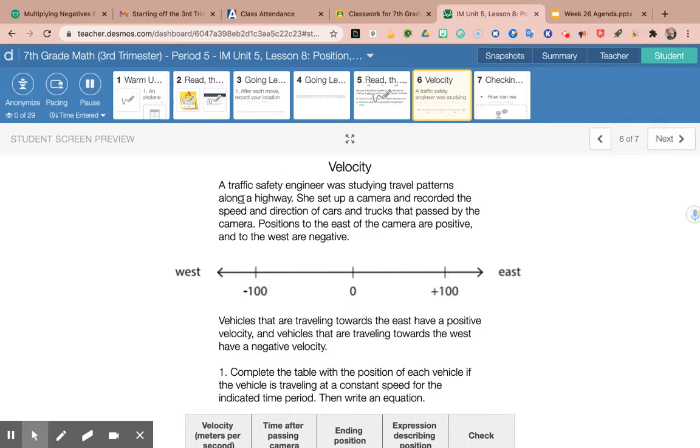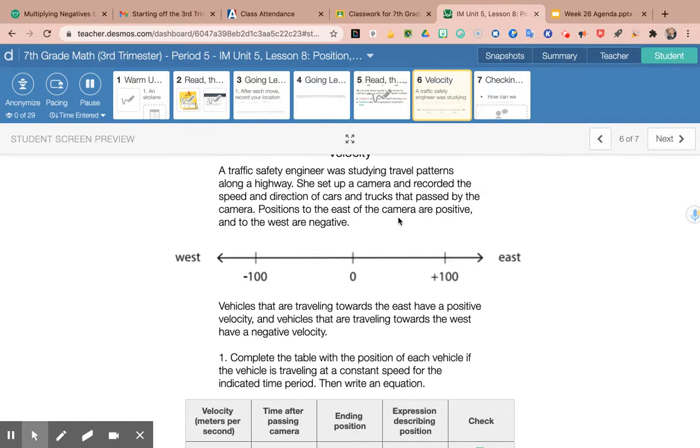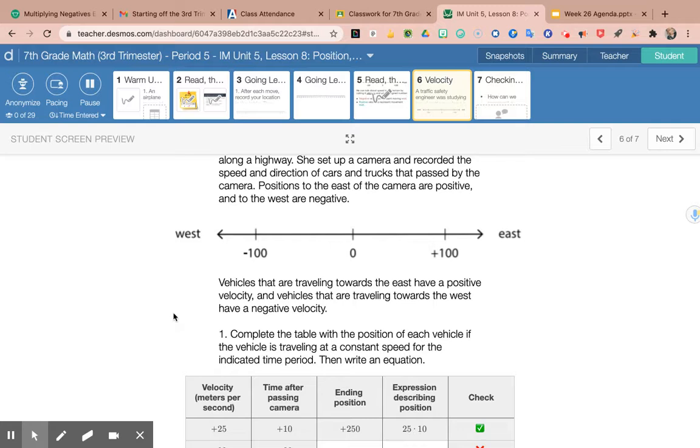Okay, so for number 6, it says velocity. A traffic safety engineer was studying travel patterns along a highway. She sets up a camera and records the speed and direction of cars and trucks that pass by the camera. Positions to the east of the camera are positive and west are negative. So we have like a little car, not the best car, but we have a car. If the car is going east, that's going to be positive. If cars are going left, that's going to be negative, or west. West is left, east is right.